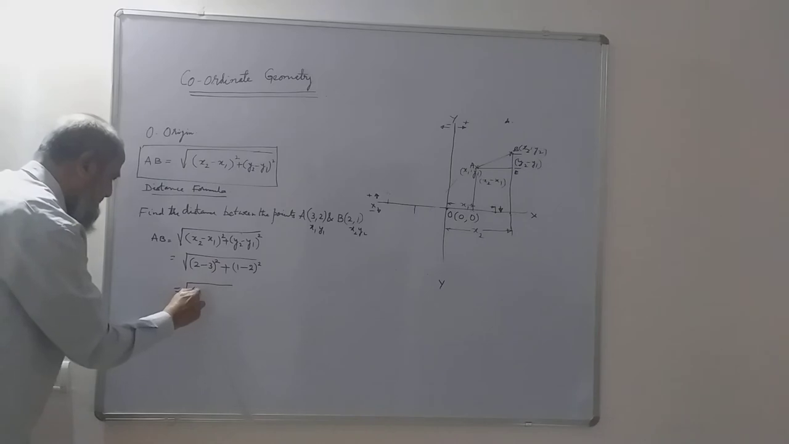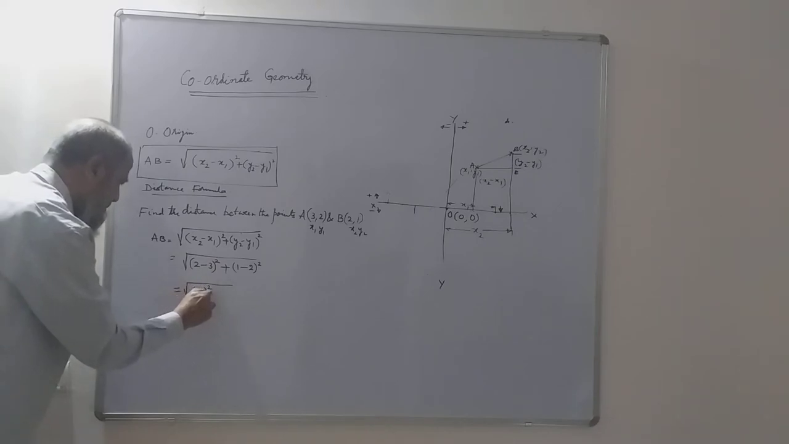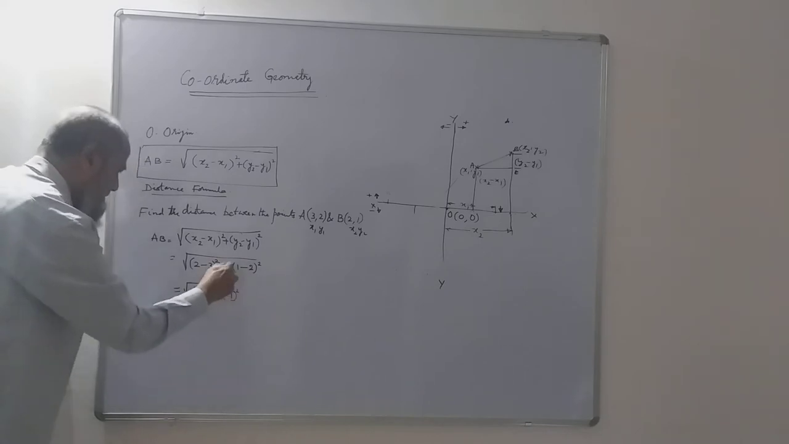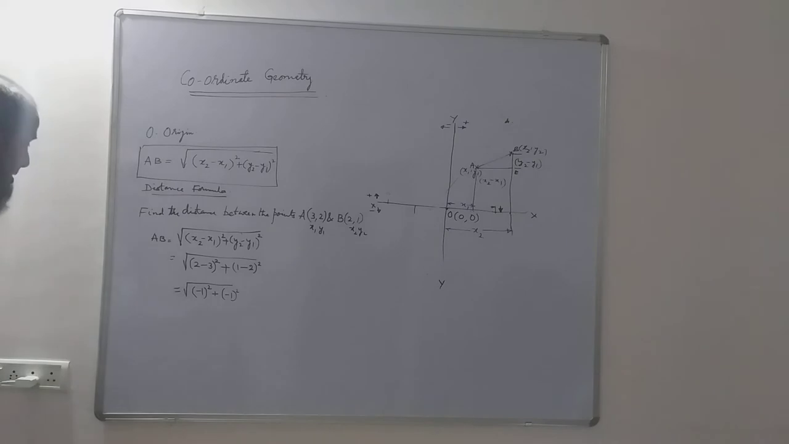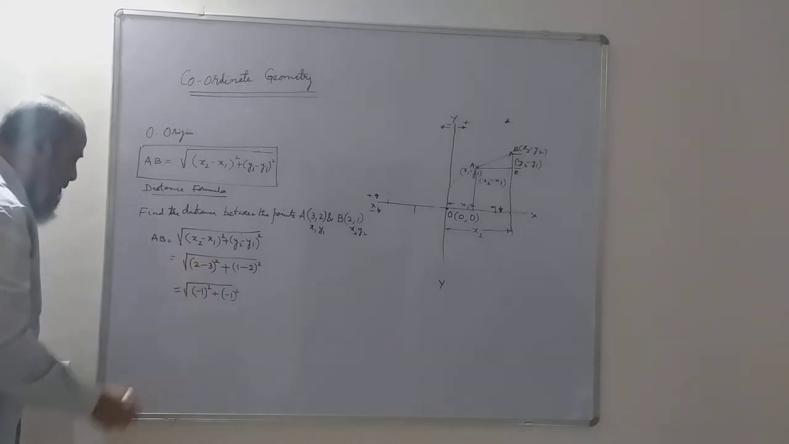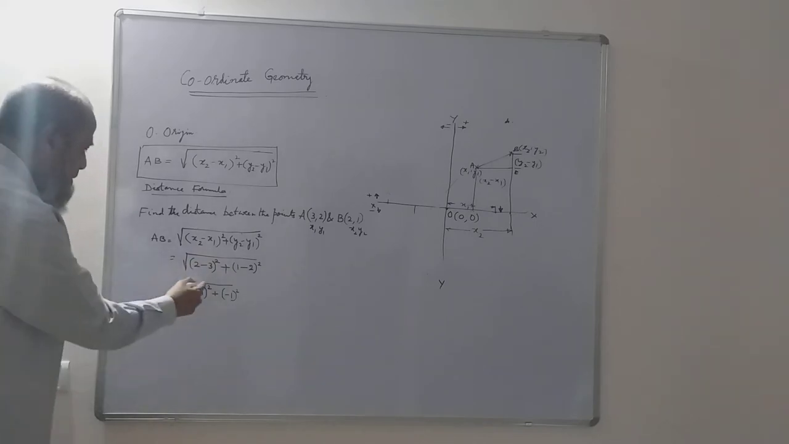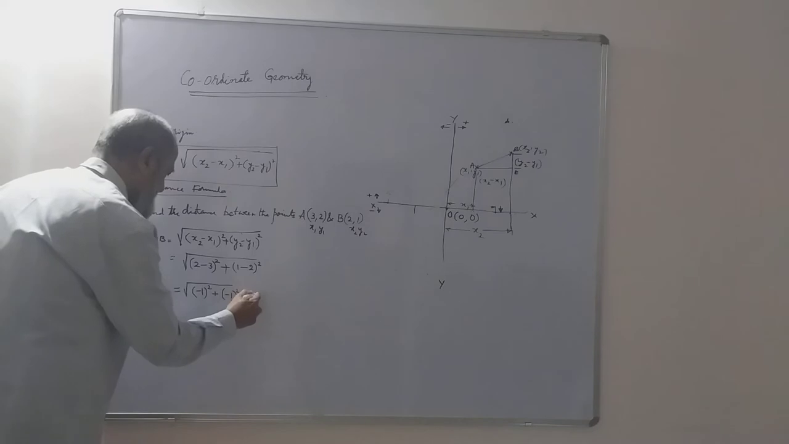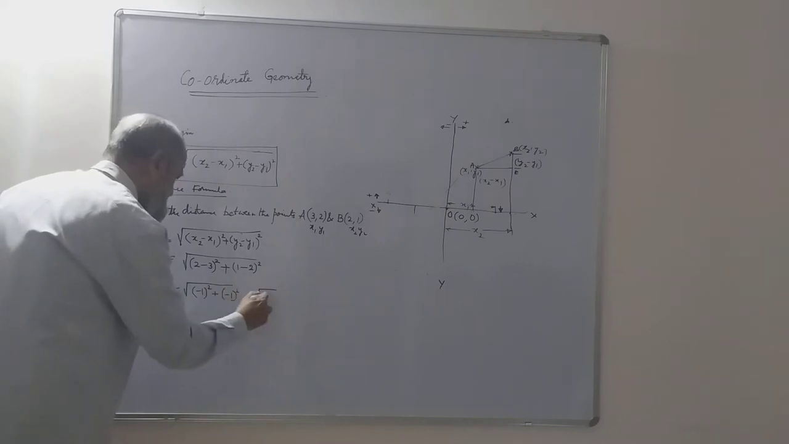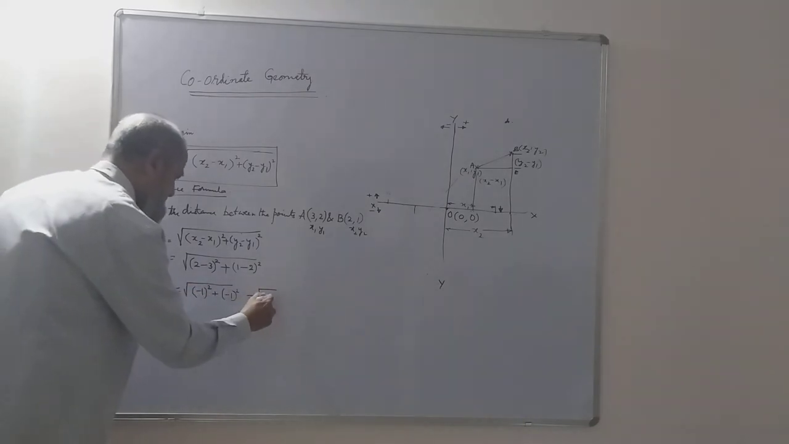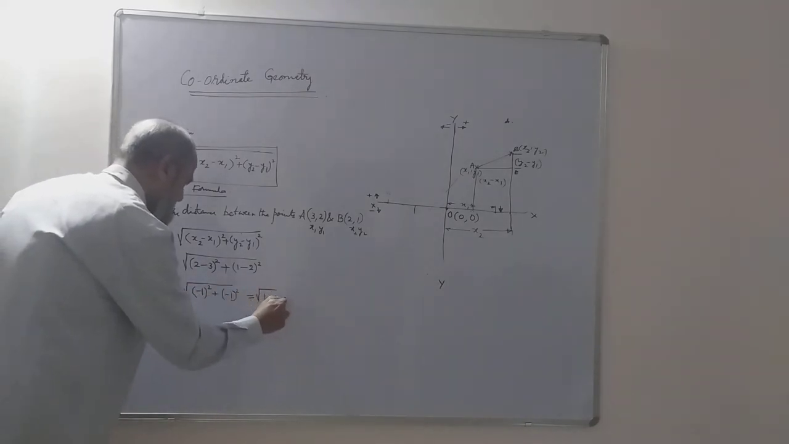2 minus 3 will be minus 1. Minus 1 the whole square plus, this is also minus 1. When you are adding two numbers of different sign, one is plus and the other one is minus, the total will be the sign of the bigger number and the number will be the difference between the two. So this you know. So it is minus 1 square plus minus 1 square. That is 1, because minus 1 into minus 1 will give you plus 1. Plus this is also minus 1 the whole square means 1.